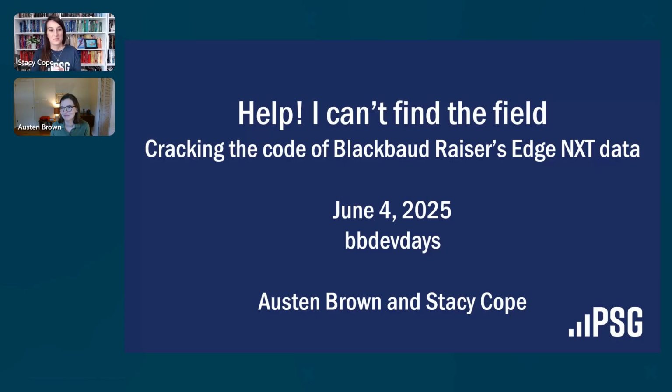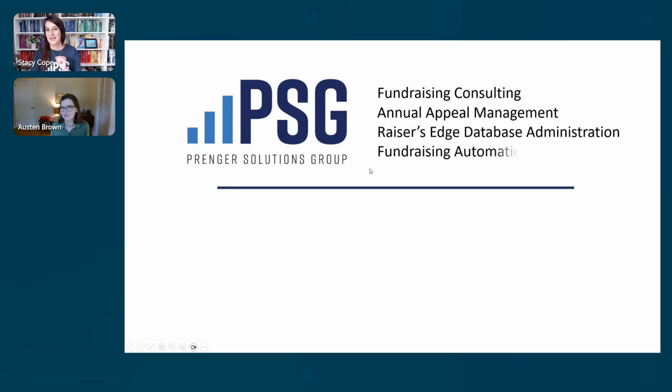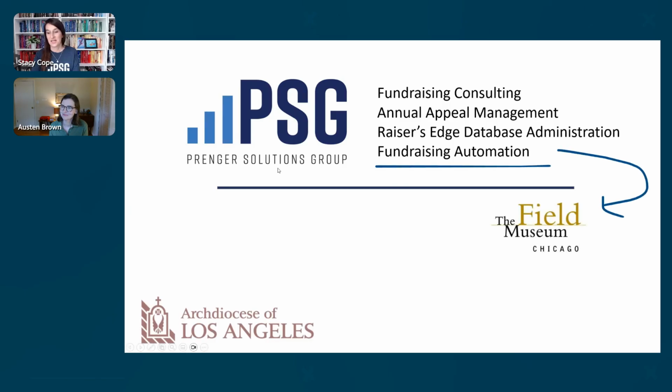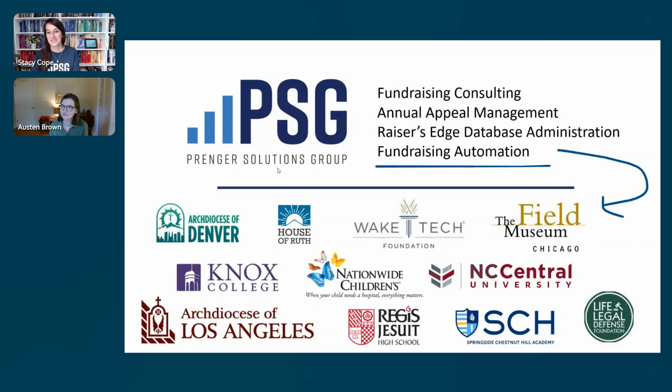Just by way of introduction, we work for a company called Pringer Solutions Group. We do fundraising, consulting, annual appeal management, and Razor's Edge database administration. And for the past 4 years, Austin and I have been learning about Power Automate and fundraising automation. And this is a list of some of our amazing clients that we have worked with to do some awesome projects that make their work easier and get them a few more hours back in the day.